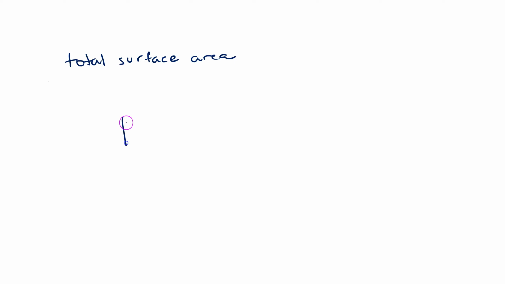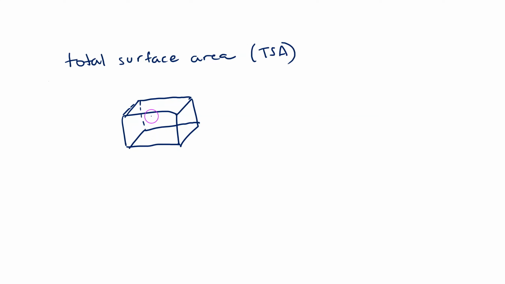So the total surface area takes into account the sides that we were just talking about, but it also takes into account the bases. So to figure out total surface area, or TSA, what you need to do is figure out the area of your top, area of the bottom, and then the area of all your sides, and add them all together. Or you can use a formula.